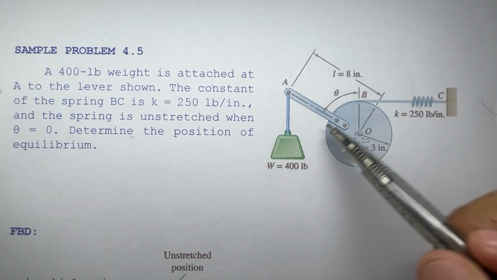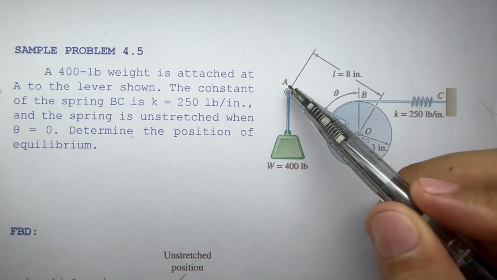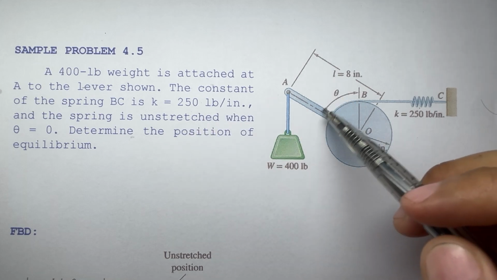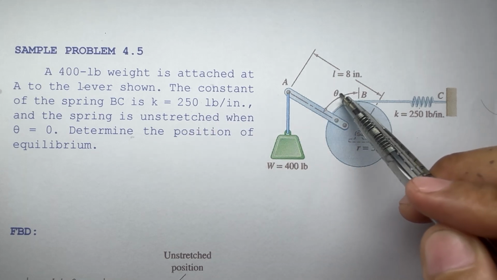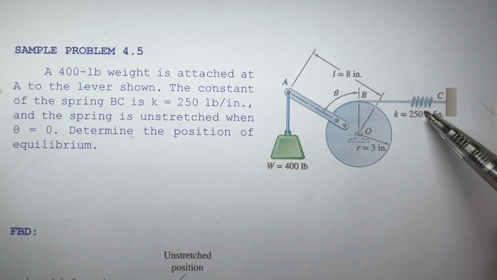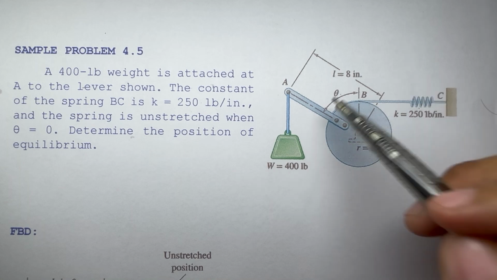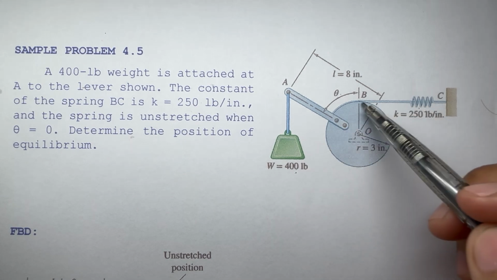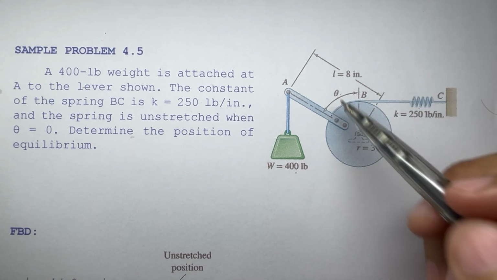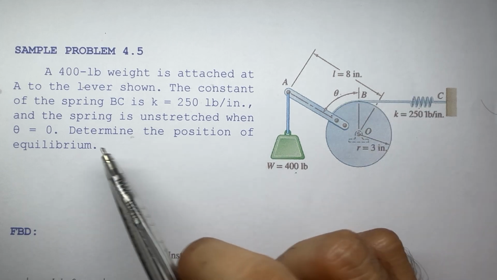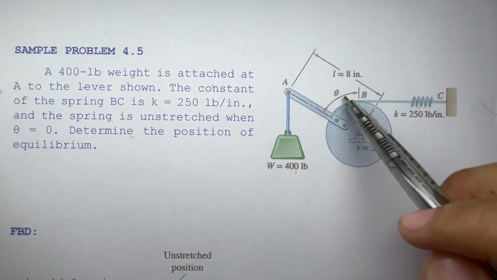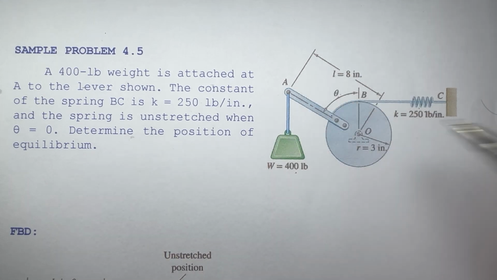So for this problem, we have a spring and a weight attached to this rod here. It says that when theta is 0, our spring here is unstretched. Now, when we put the 4,000-pound weight here, our spring is stretched by an amount theta. The question is, we need to determine the position of equilibrium. So at what value of theta would this system be in equilibrium, or all forces here balanced out?